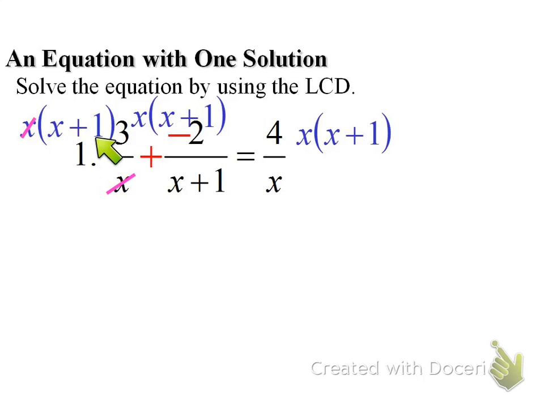So now I'm left with 3 times x plus 1. Well, that's 3x plus 3 when you distribute the 3. Notice the denominator is now gone. Let's jump to this guy.